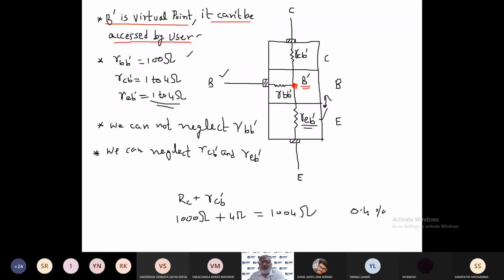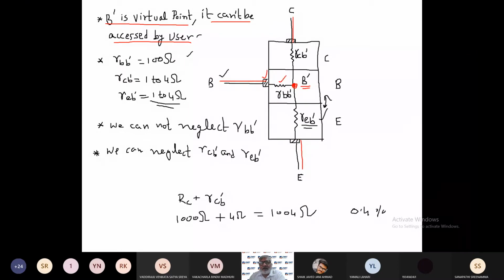But internally you can find that, see, this is the B terminal. B terminal we will connect from here. C terminal we will connect from here. And E we will connect from here. So metal lead we will connect, and user can use these terminals. But internally there is one point called as B dash, which is virtual point. Okay, so a resistance is there.